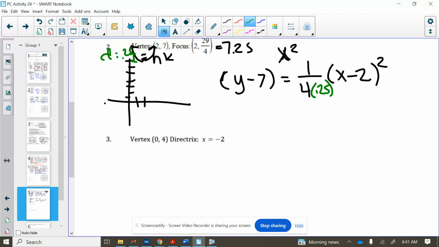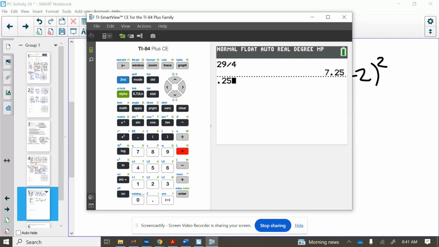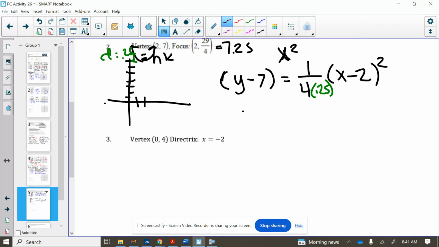Well, 0.25 times 4 is just 1. So our final answer here, we end up with just a 1 on the denominator. 1 divided by 1 is 1. Or we don't even officially have to write anything. You could write the 1 out front, or we could just leave it as x minus 2 quantity squared.